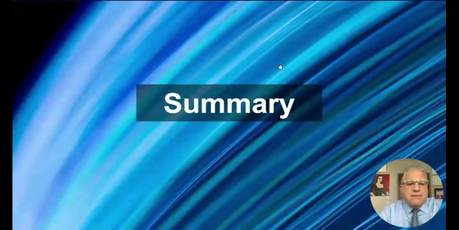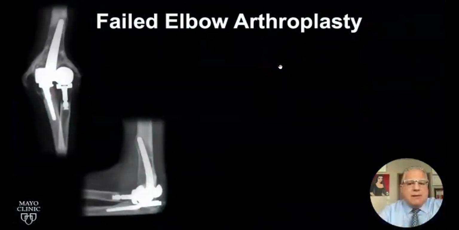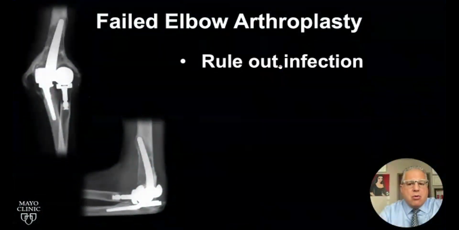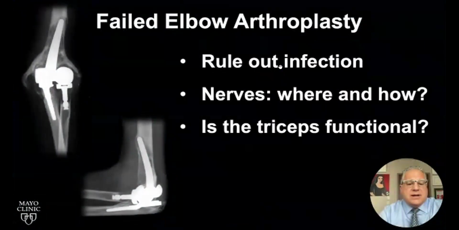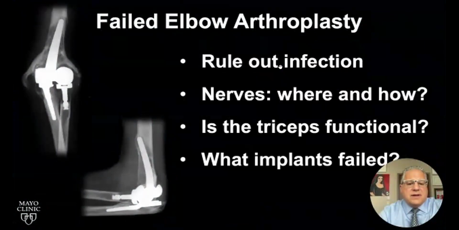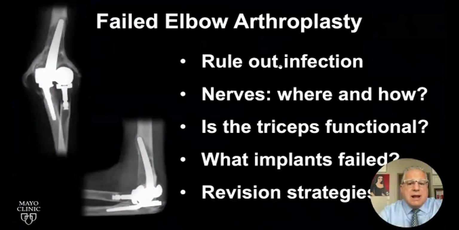So in summary, failed elbow arthroplasty requires to rule out infection, assess the condition and location of the main nerves of the upper extremity, assess and address the triceps if it's dysfunctional, understand which are the implants that failed, and contemplate a number of revision strategies.